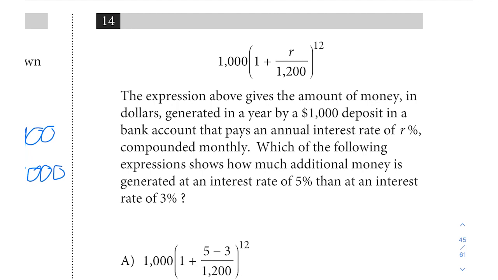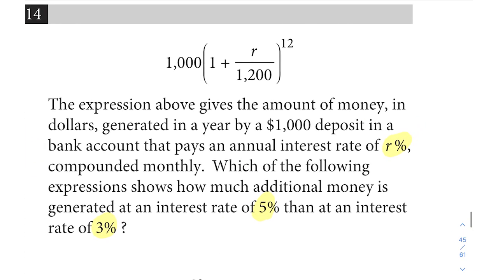So here it says the expression above gives the amount of money in dollars generated in a year by a $1,000 deposit in a bank account that pays an annual interest rate of R% compounded monthly. Which of the following expressions shows how much additional money is generated at an interest rate of 5% than at an interest rate of 3%? Okay, so these interest rates of 5 and 3, well, they tell us in the question that we're plugging those values in place of R. So let's just write out an expression for each.